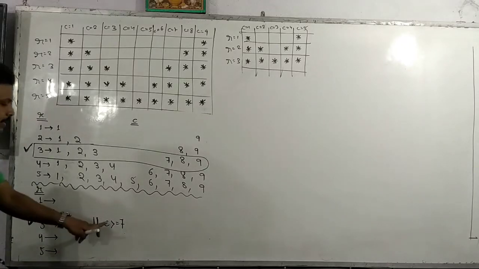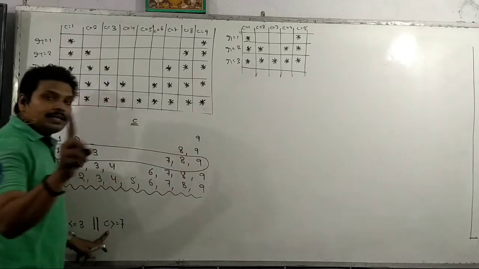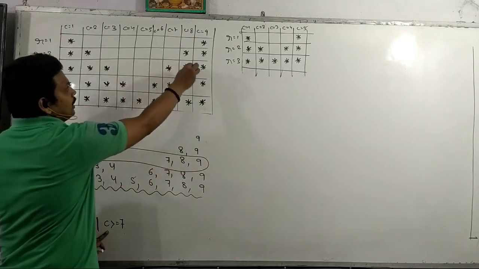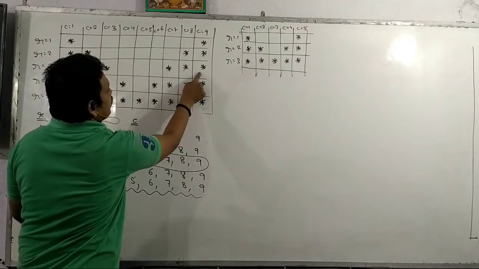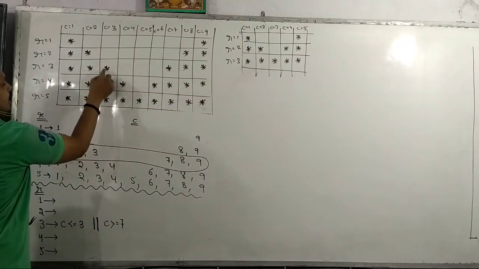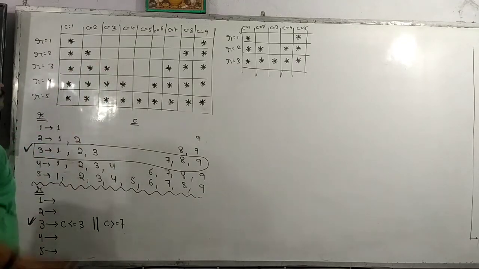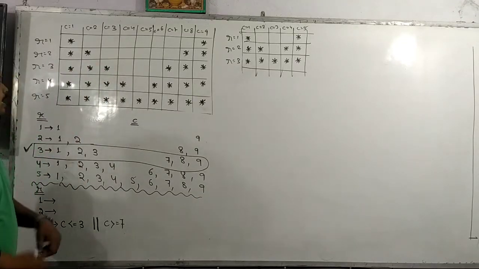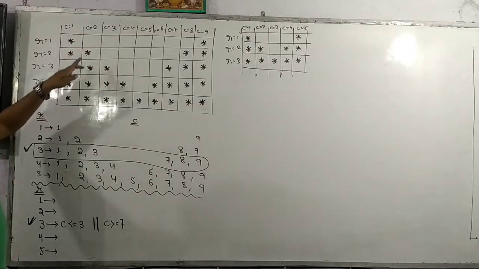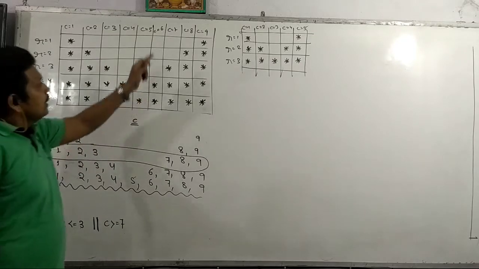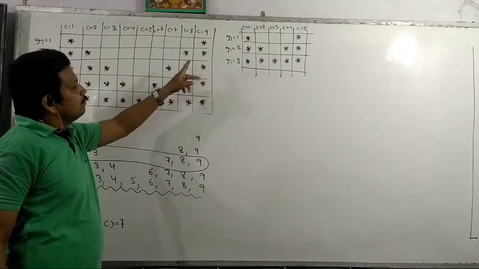Or c is greater than equal to 7. 7 या 7 से ज्यादा अगर c का वैल्यू होता है तो स्टार को प्रिंट कर दो। c का वैल्यू 7 या 7 से ज्यादा होता है तो स्टार प्रिंट कर दो। या फिर 3 से कम या 3 होता है, 3 होता है या 3 से कम होता है तो स्टार प्रिंट कर दो। Okay, the value of c is equal to 3 or less than 3, print the star, or say the value of c is 7 or greater than 7, print the stars.